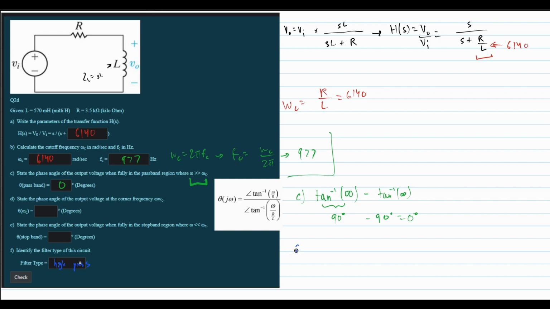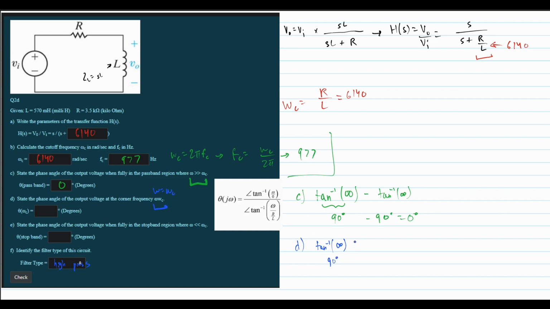Now we're going to look at D, where the phase angle of the output at the corner frequency, omega is equal to omega c. That's when they're the same thing. So when it's the same thing, we're still going to have some large number over 0 for the first part. So for the first one, we're going to have tangent -1 of some large number, so we'll just say infinity, over a small number. And even if you plug in tangent -1 of 6140, because remember they're equal here, we should have omega is equal to omega c. It's going to give us 90 degrees.